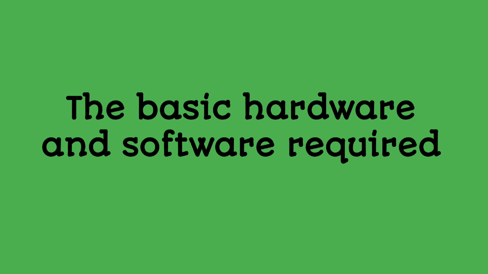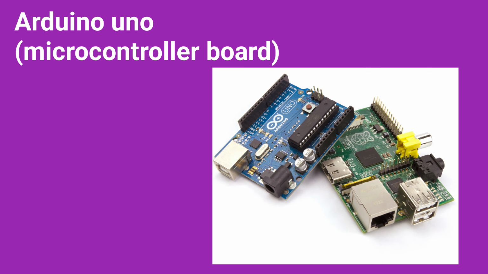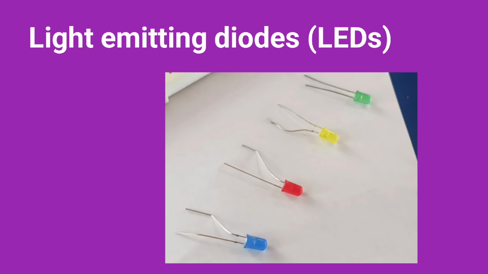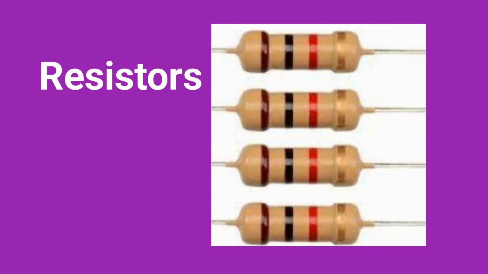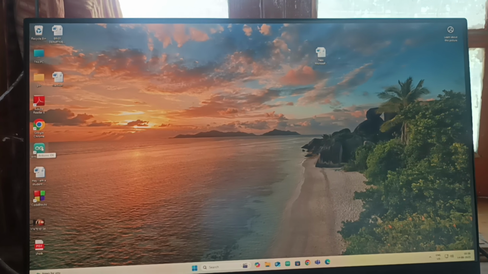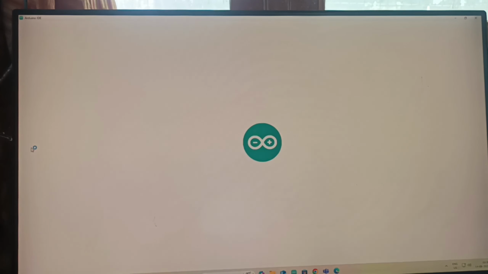To understand such a concept of mathematics with the help of electronics, the basic hardware and software that's required for the project implementation is a microcontroller board. Here we use Arduino Uno, 4 LEDs, 4 resistors, jumper wires, a PC installed with Arduino IDE software.